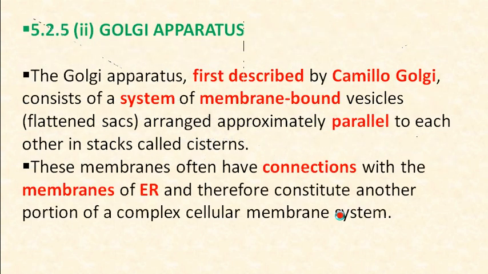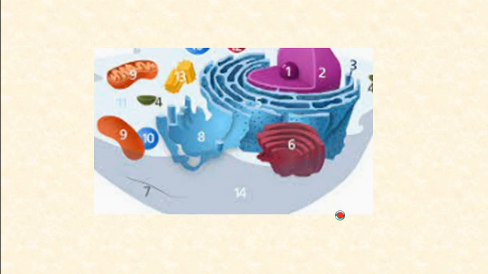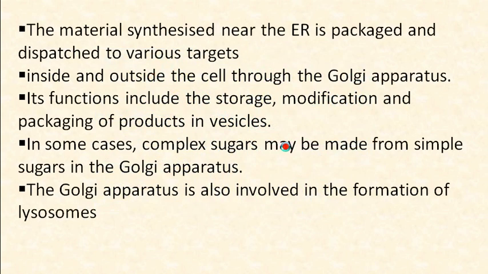So like that. Now our second cell organelle is the Golgi apparatus. The Golgi apparatus, first described by Camillo Golgi, that's why the name is Golgi, consists of a system of membrane bound vesicles. Membrane bound vesicles, remember this word, and arranged approximately parallel to each other in a stack called cisternae. So this is our Golgi apparatus. You can see the structure here.